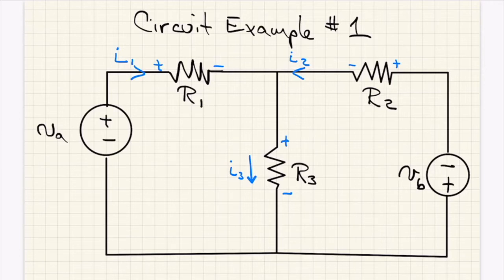And with that, we have a pretty completely labeled diagram. Now we're going to have a couple of nodes to deal with.